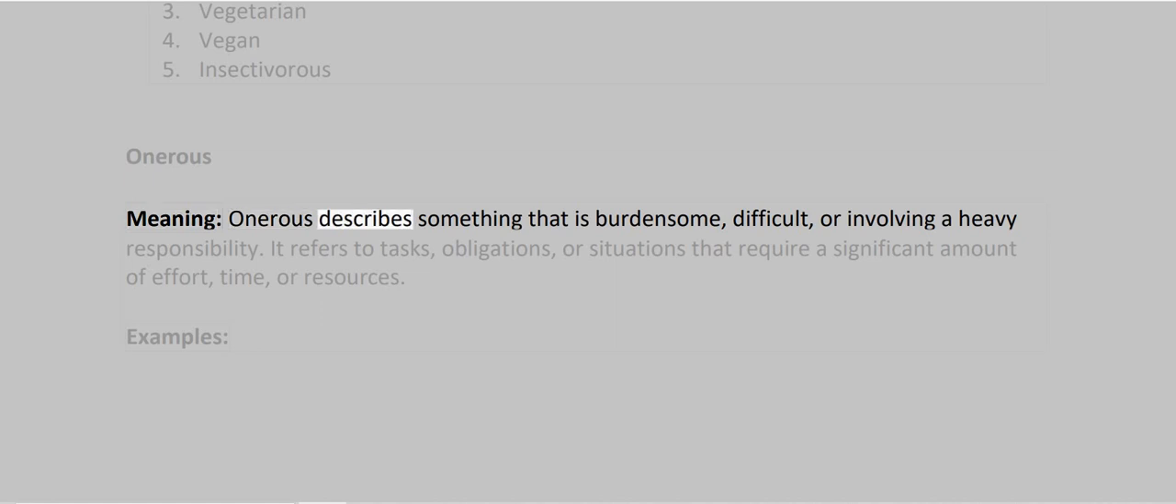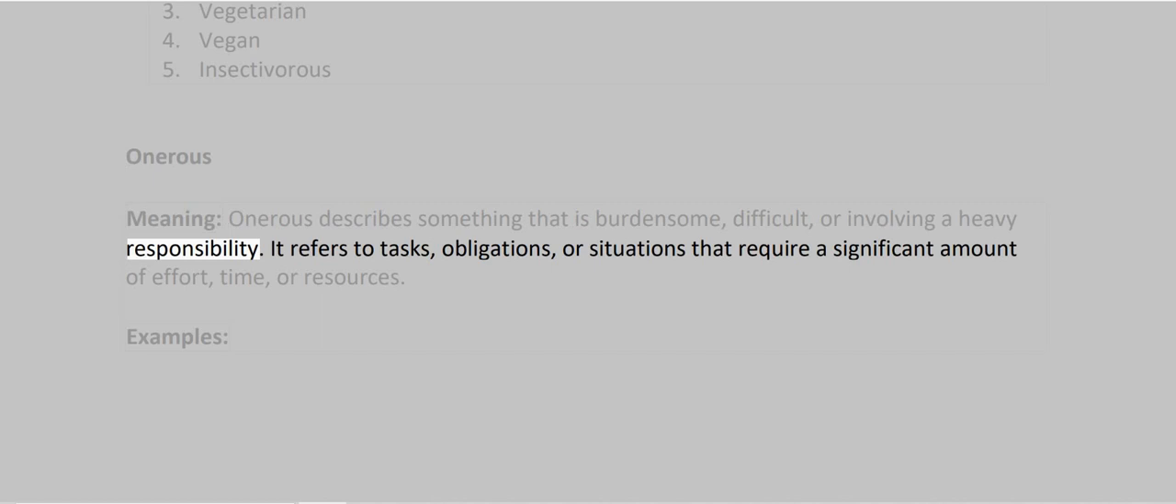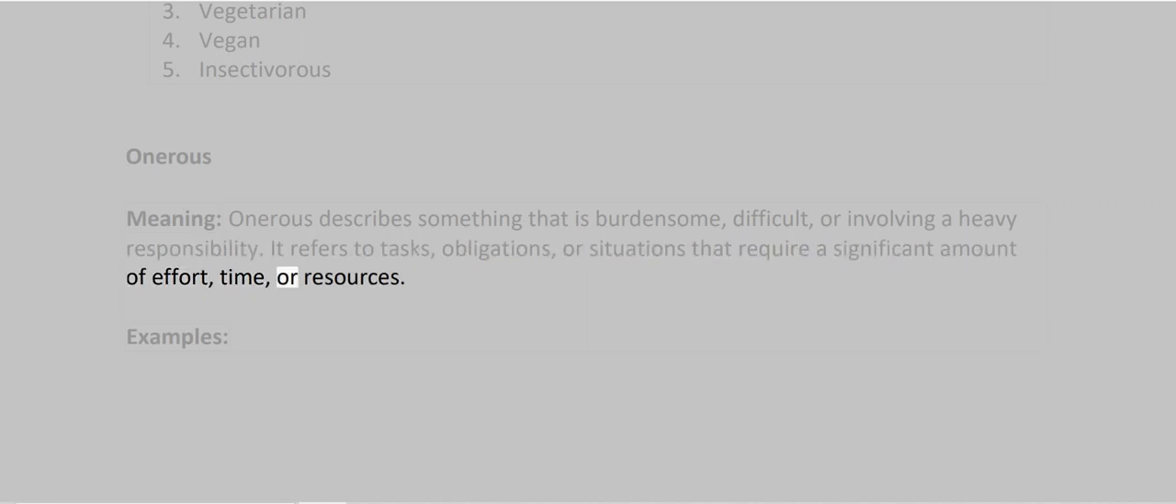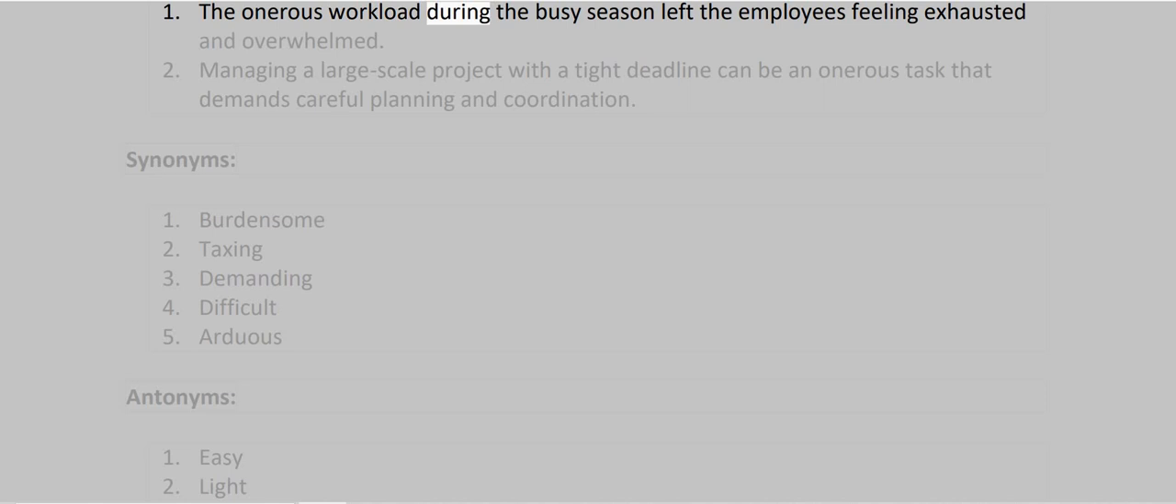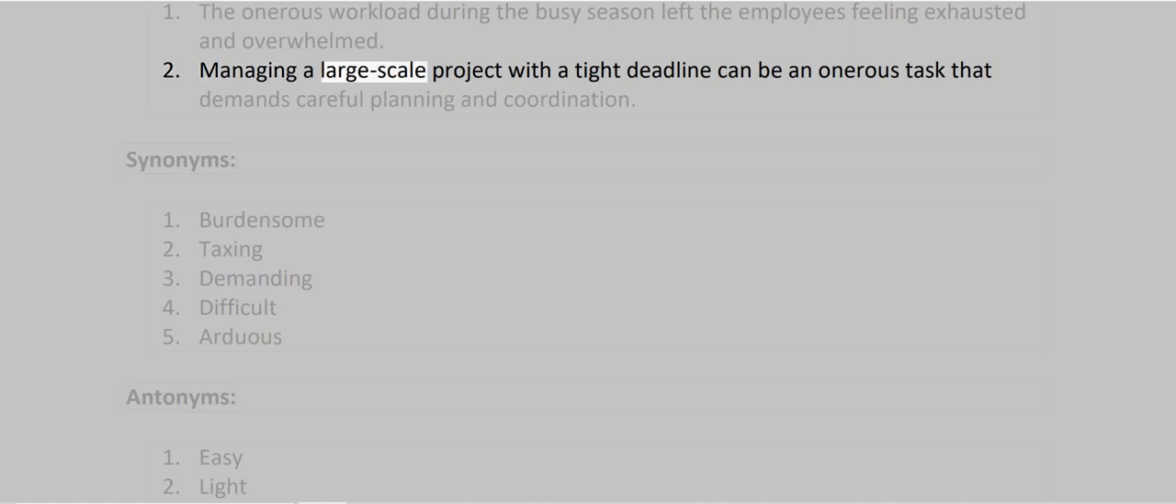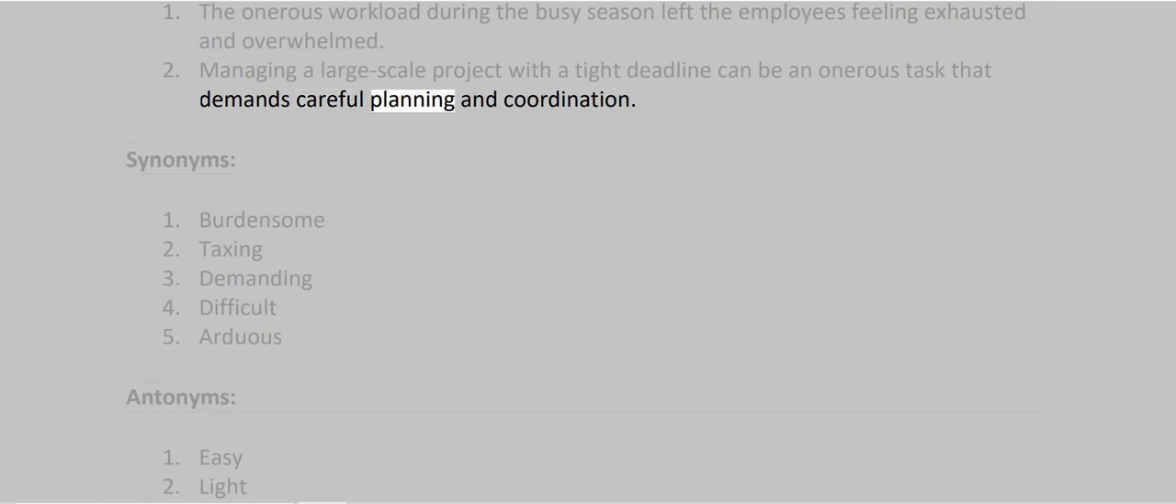Onerous. Meaning, onerous describes something that is burdensome, difficult, or involving a heavy responsibility. It refers to tasks, obligations, or situations that require a significant amount of effort, time, or resources. Examples. 1. The onerous workload during the busy season left the employees feeling exhausted and overwhelmed. 2. Managing a large-scale project with a tight deadline can be an onerous task that demands careful planning and coordination.